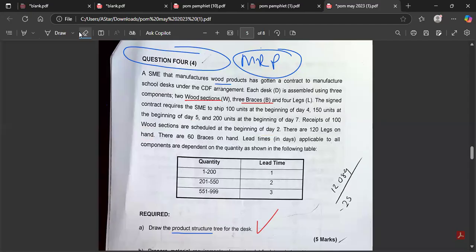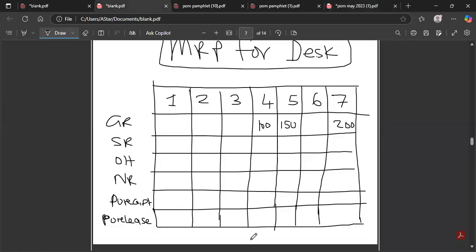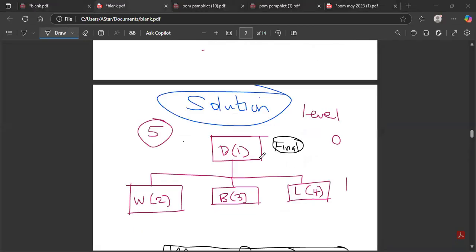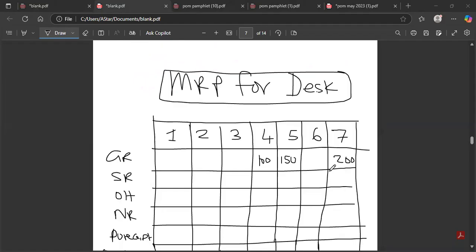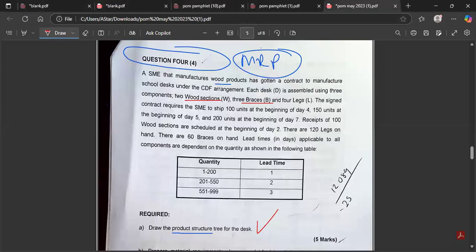We only have the signed contract to ship the desks at the beginning of those days. So we basically need to concentrate on the information for the desk. The desk is what you need to start with. Every time they'll give you the information for this one. This is the structure we got, and we are preparing the MRP for the desk. They have given us these shipments of desks on these various days. Is that clear so far? Are we okay so far?